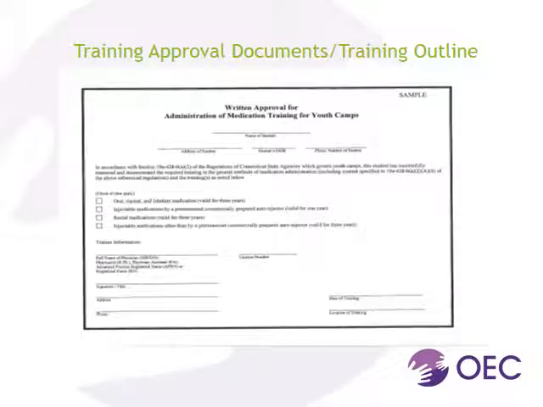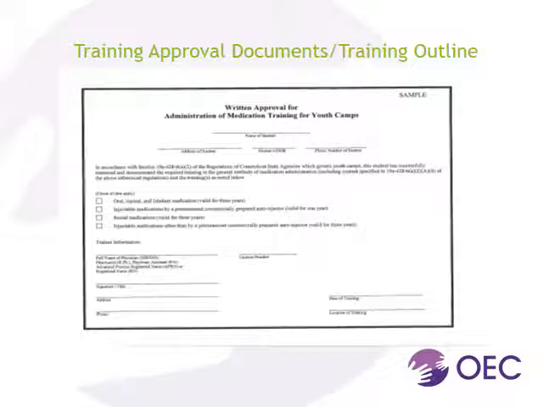Upon completion of the required training, the trainer shall issue a written approval verifying the completion of the training. This is a sample approval form that can be found on the OEC website. The written approval shall include the signature of the trainer and identification information of the trainer and trainee, the date and location of the training, verification that the required curriculum was covered and successfully mastered by the trainee, the route of administration that the staff is approved to administer, and the expiration date of the approval.